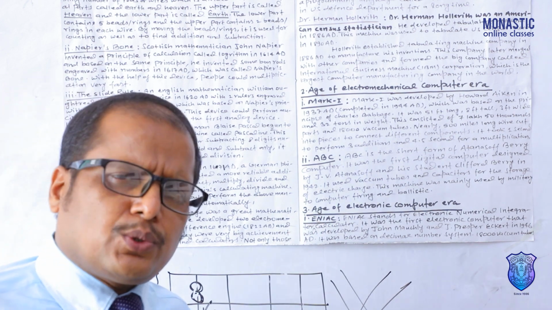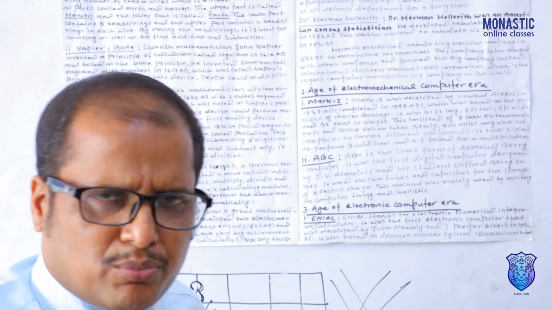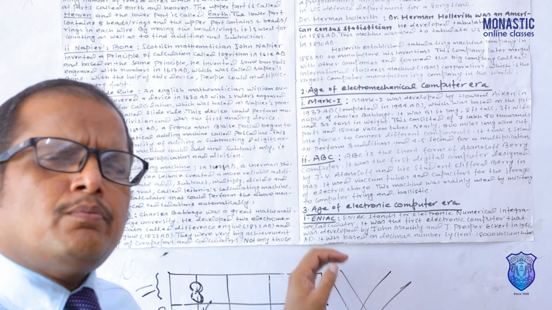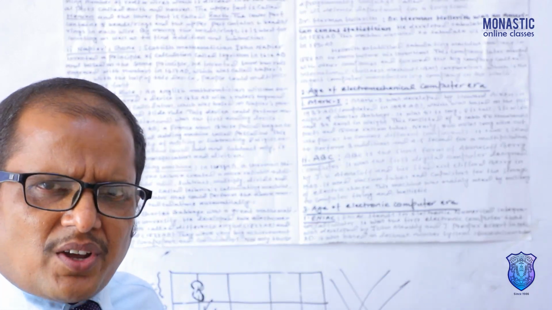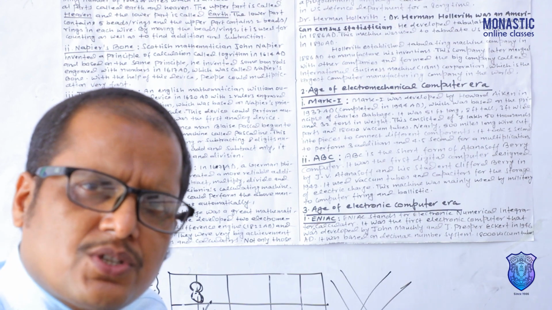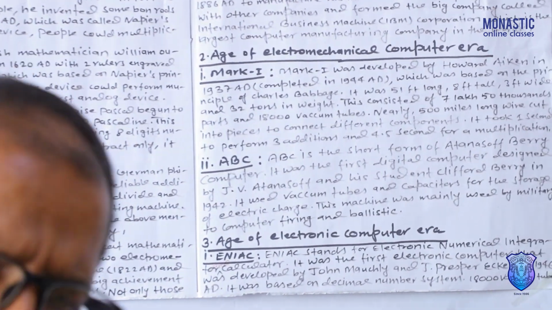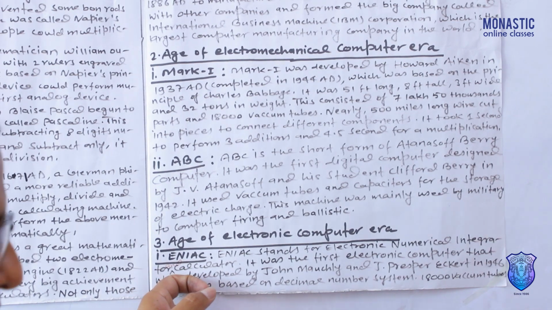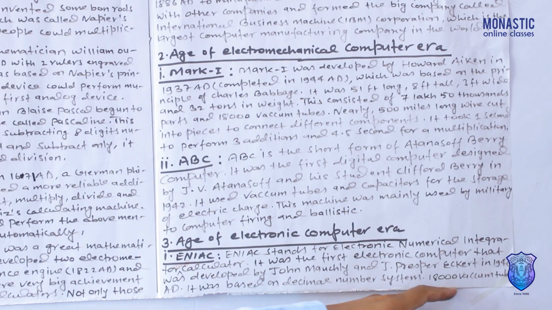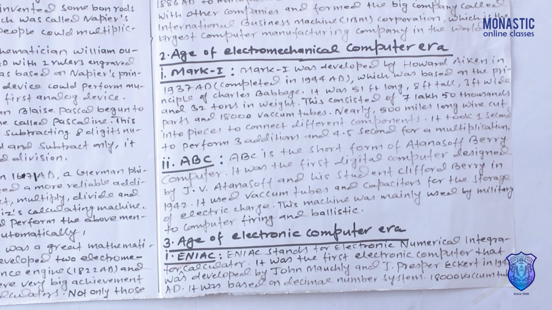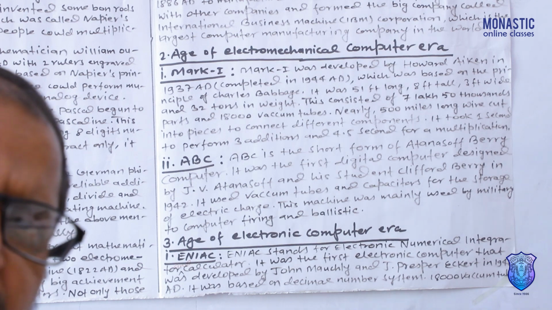ENIAC is also an example of the first generation of computer. That's why it was also very big in size. Vacuum tubes were used as the main component of it. Actually, 18,000 vacuum tubes were used in it. It weighed 30 tons and occupied 3,000 cubic feet. This device was 300 times faster than any calculating machine at that time.